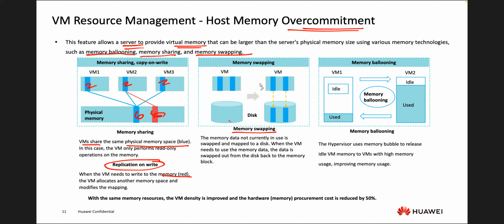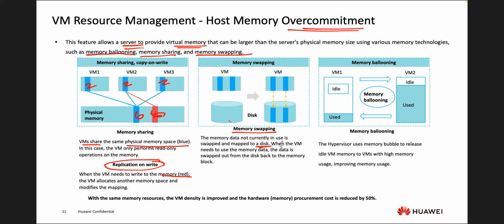So it's called memory swapping. The memory data that's not currently in use is swapped and mapped to a disk. This is the term that you hear in Windows, which is called, I think, virtual disk memory or paging file. I think it's paging file if I'm not mistaken.